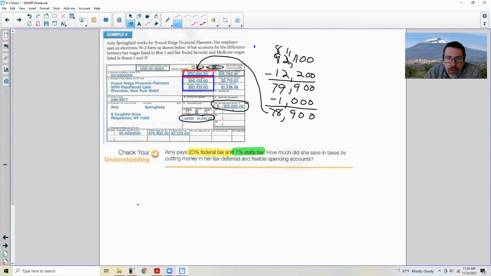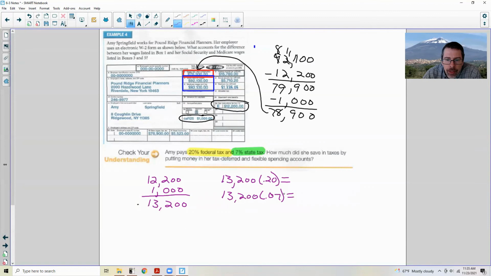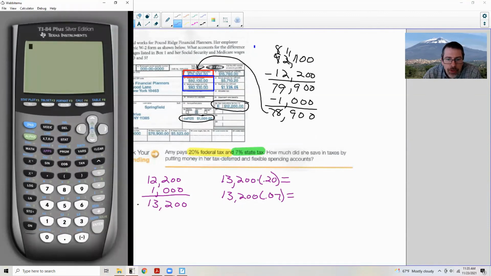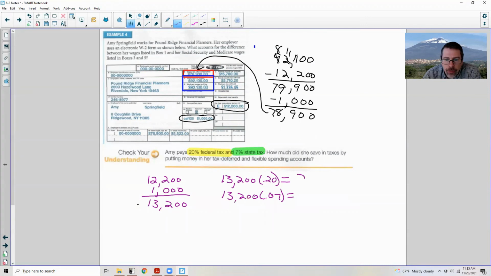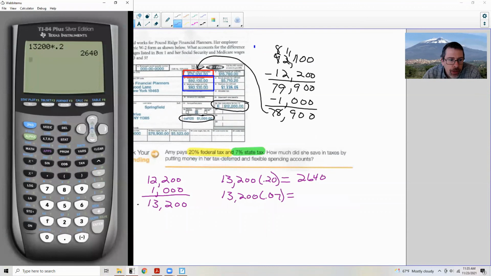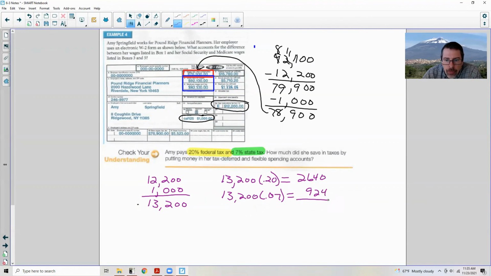So since this $12,200 was tax exempt and the cafeteria plan of $1,000 was tax exempt, that is a total of $13,200 that she does not have to pay taxes on. So if I take $13,200 and multiply it by 20%, which is 0.20, 13,200 times 0.2 is 2,640. And $13,200 times 0.07 is $924. That's how much we saved. We didn't pay state tax on that amount. We didn't pay federal tax on that amount. And the total saved is $3,564.